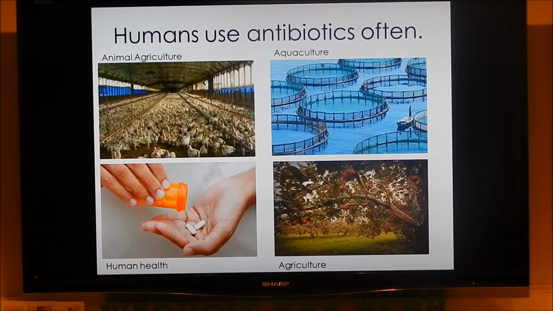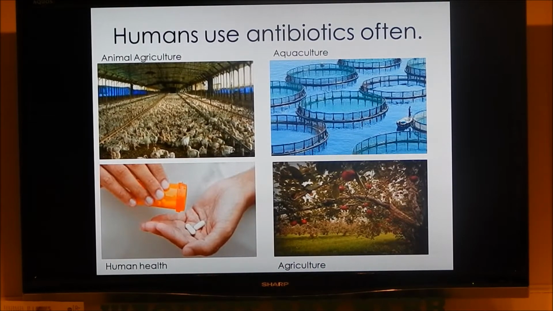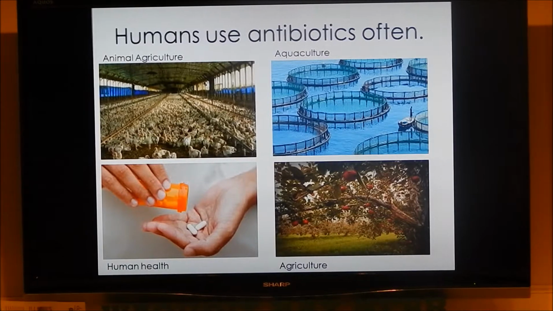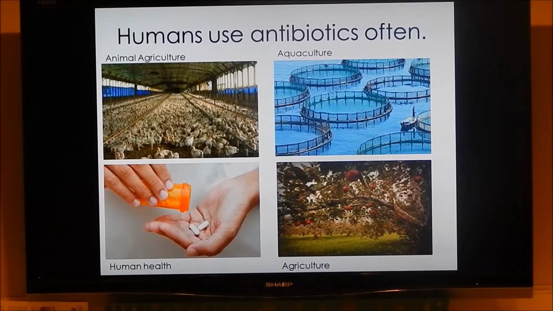So we also use antibiotics very frequently. And this was surprising to me when I started studying this, but we don't use antibiotics just for human infections, though that is one way that we use them. We use them more often for animal agriculture, aquaculture, as well as plant agriculture. And in the US, actually 70% of our antibiotics are used for animal agriculture, so it's a really huge amount.